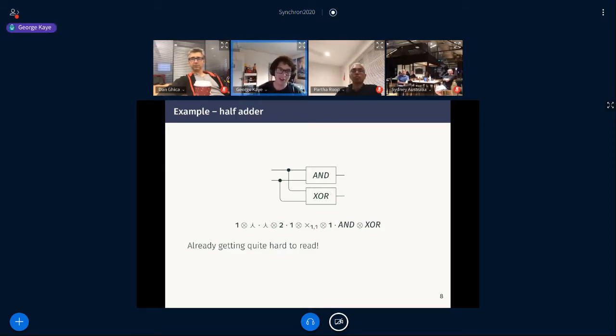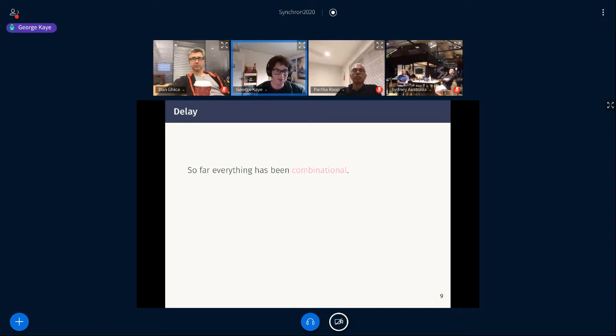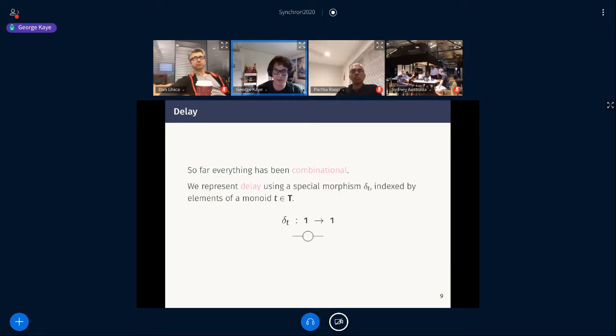So far everything has been combinational. We just have some values and we get something out of them, and that's not very interesting because we want things to be synchronous. So we can introduce a delay morphism, a delay block, and that's parameterized by this time monoid, like 1 second, 2 seconds, whatever you want. And this delay, we can just put it in our circuits to show where the delay is.